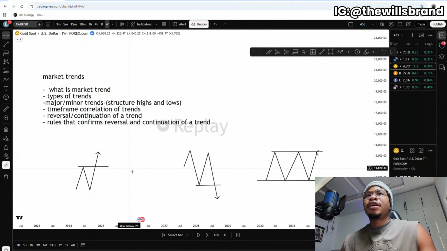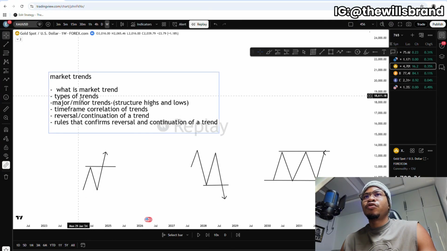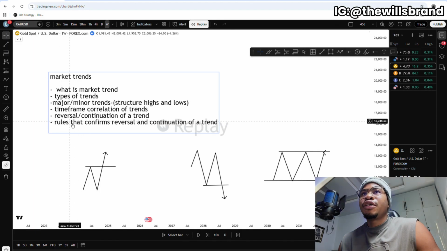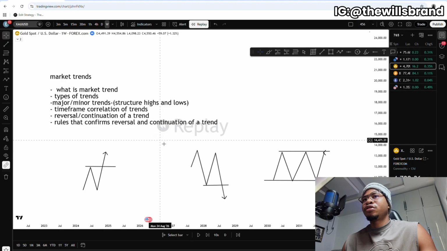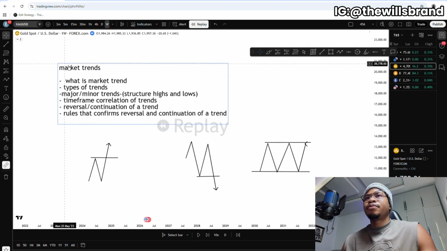So the topic today is market trends. All right, so we'll be looking at market trend on this episode. What is market trends? We'll be talking about types of trends, major and minor trends, time frame correlation of trends, reversal and continuation of trends, then rules that confirm reversal and continuation of trends. All right, so that being said, let's get right into the teaching, I guess.